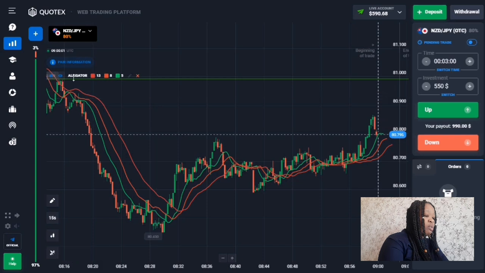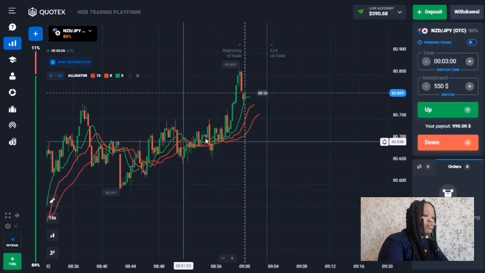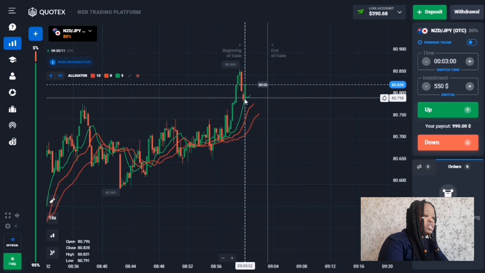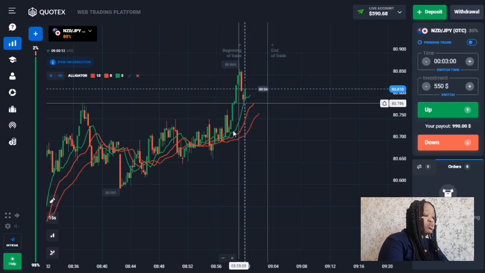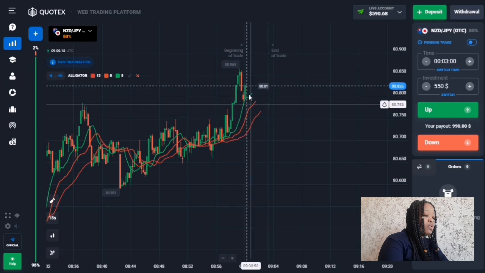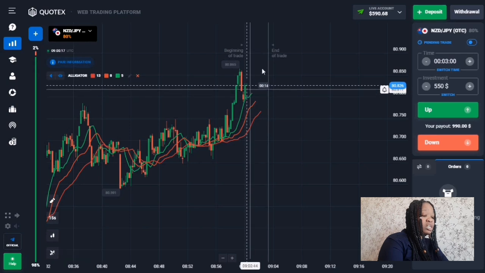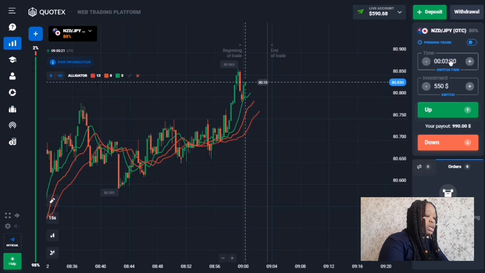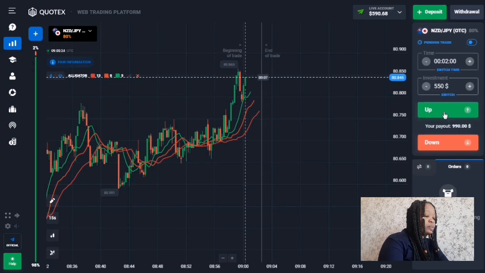Well, on the chart, you're observing the level of resistance and the price is exiting the flat zone, and the moving averages are moving further from each other, which shows that anytime soon there will be movement upwards. And I think that price will hit this level. So I'm entering the market with an up trade for 2 minutes and wait for the results of this trade.